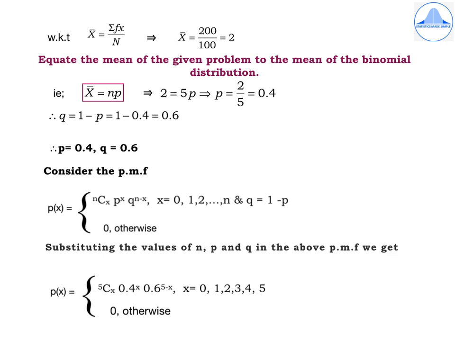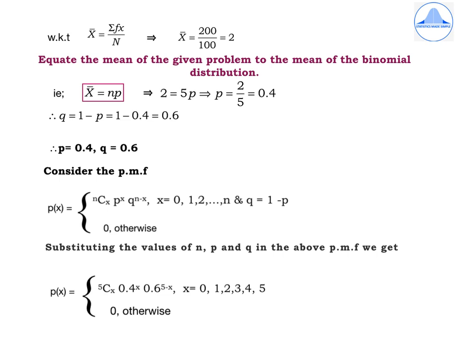Now the important step is to use the formula x bar is equal to np. That is, we equate the mean of the given problem x bar to the mean of the binomial distribution, which is np. So substituting the values, you get 2 is equal to 5p, or p is equal to 2 divided by 5, which is 0.4. Now find out q, which is 1 minus p. 1 minus 0.4 is equal to 0.6. So now we have all the three values which are required for the PMF. That is n equal to 5, p is equal to 0.4 and q equal to 0.6.